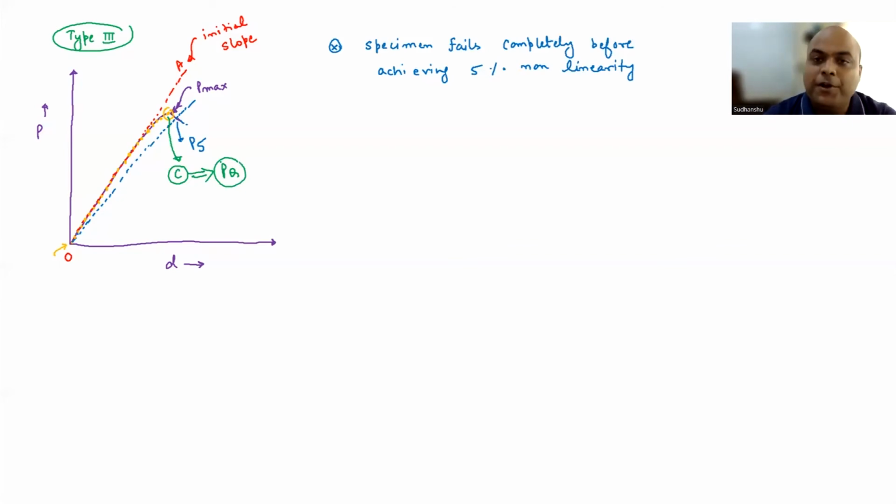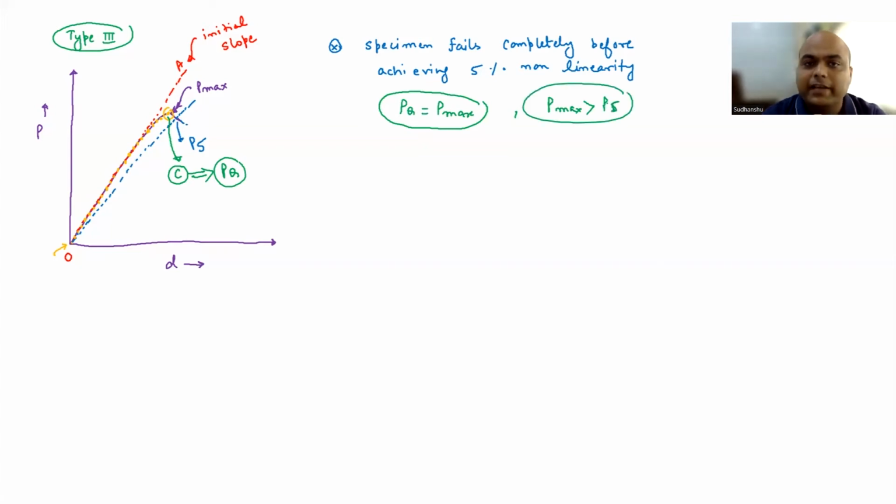Okay. So now you know, if these three plots are given, how do you calculate the initial slope? How do you calculate P5? And finally, how do you calculate PQ? In this case, PQ is going to be equal to P max. As usual, P max is greater than P5. If this case is not valid, then P max will be equal to PQ if all the points are less than P5. Sorry, PQ will be equal to P5 if all the points are less than P5.